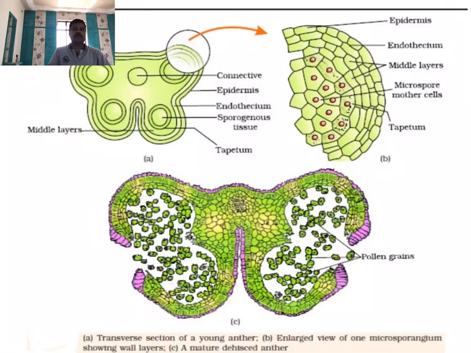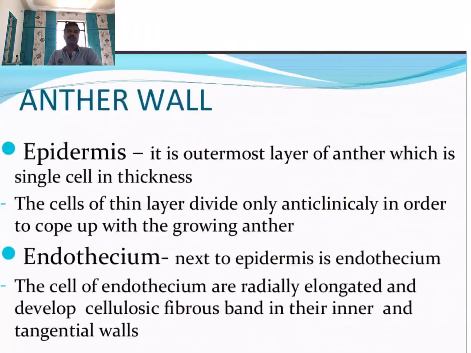This is the matured anther. When the anther matures, at the place of the stomium part, there is the epidermis. Due to this, the pollen grains from the inner side are all released out through the stomium. Next, the inner side of the epidermis.